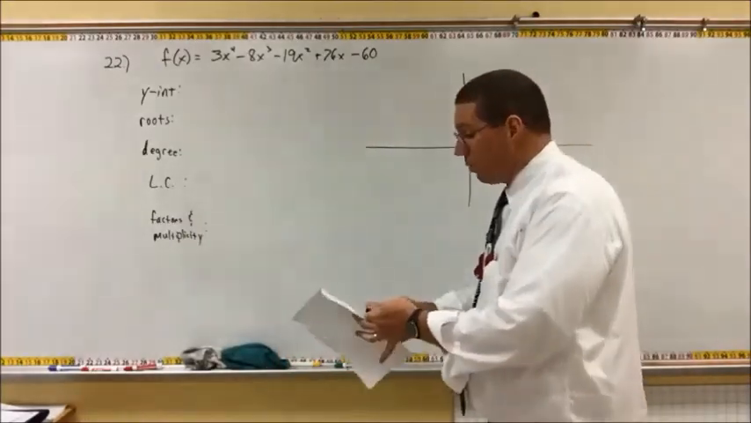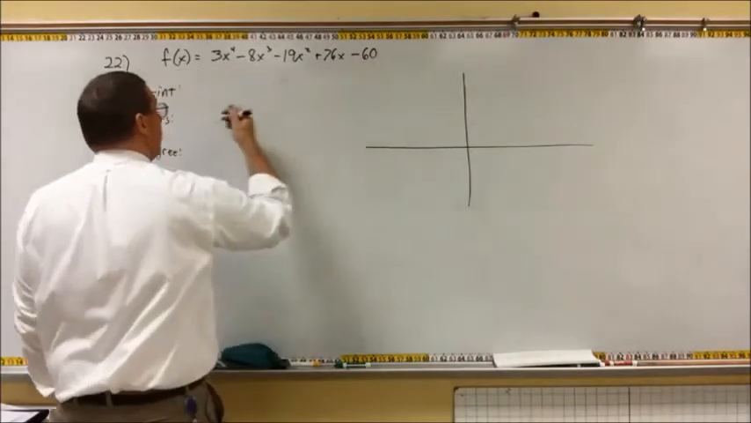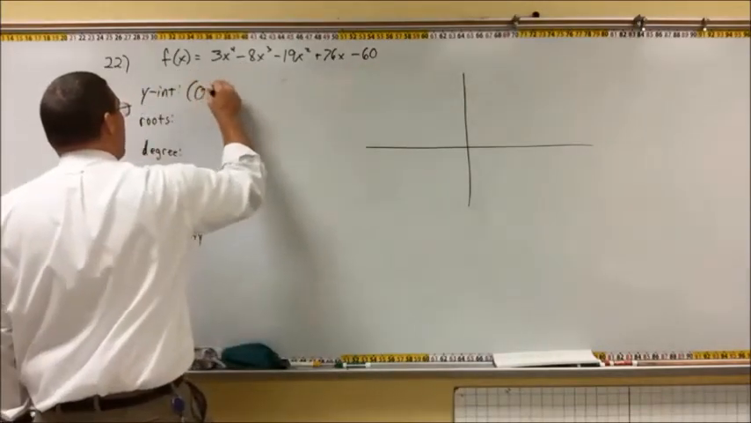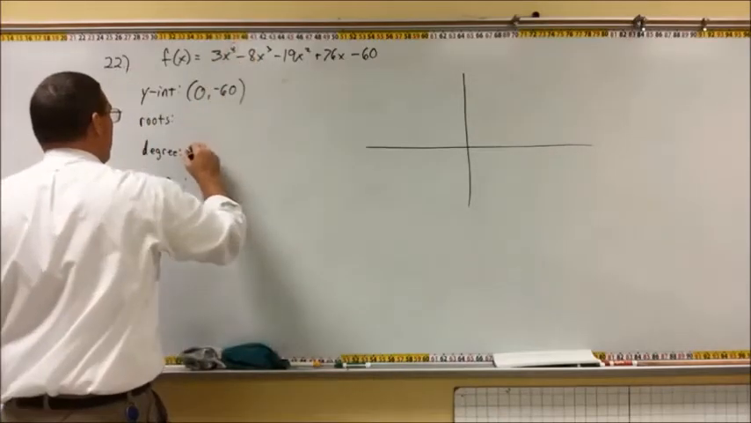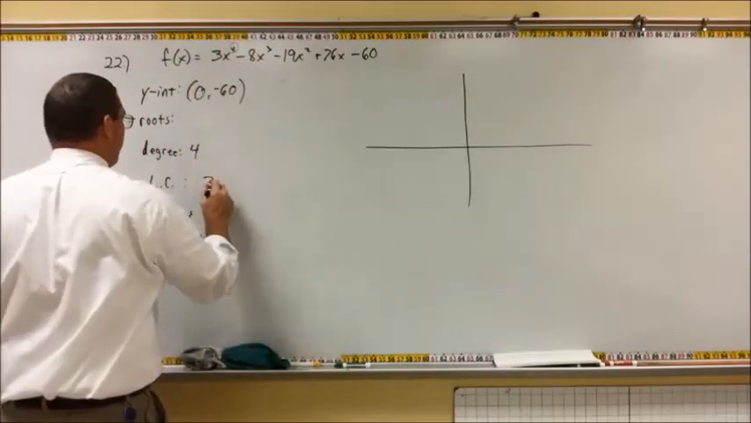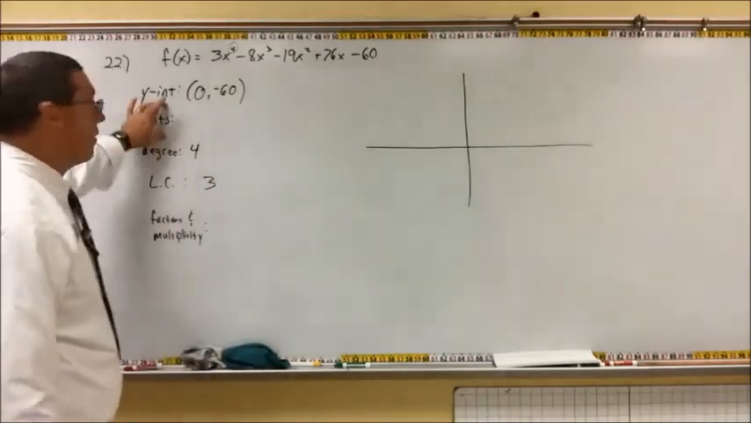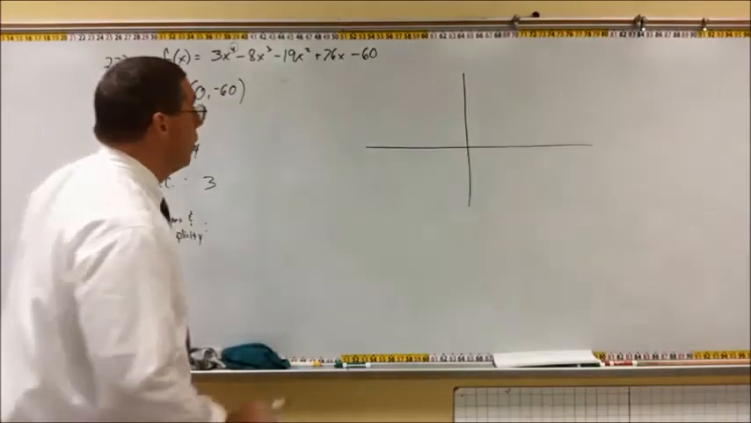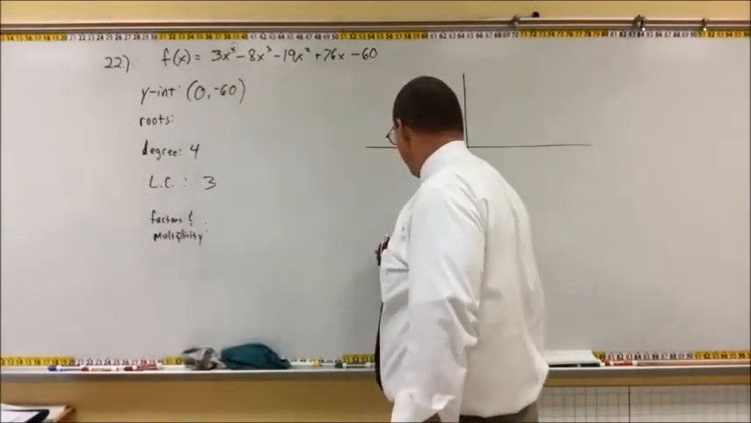So I need to know what the y-intercept is. Well, we got a -60 on the end, so that means the y-intercept is (0, -60). The degree, well, that's 4. The lead coefficient is a positive 3. Now we got to find the factors with their multiplicities, and we got to find the roots. So we got to do the rational root theorem on 60 and 3.